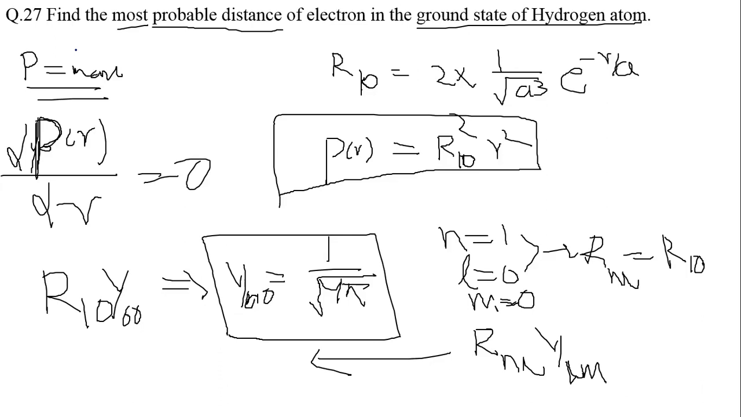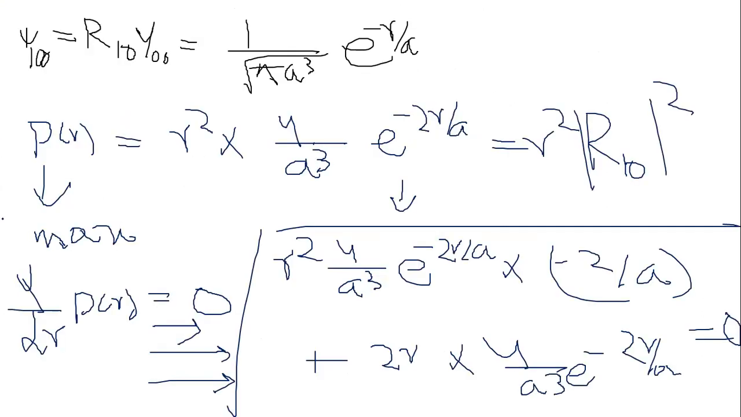This R10 for the hydrogen ground state is 2 by a to the power 3/2, e to the power minus r by a. For finding the radial probability density we can take the help of only the radial wave function, that is R10, and the probability density is given by r squared R10 squared. When we take the derivative of this r squared R10 squared and equate it to 0, we get the most probable distance, because for the most probable distance the derivative of the probability is 0.